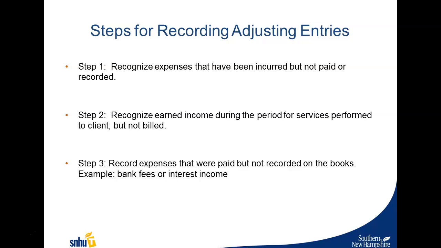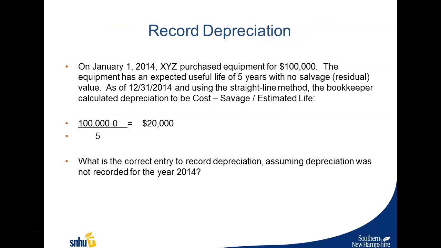Number 3, record expenses that have been paid but not recorded on the books. And again, those are bank fees and interest income, expenses and revenues. So remember that. Those are also transactions you'll have to adjust. Depreciation is one type of transaction. You have to show the use of an asset. In this case, a long-lived asset, an asset that has a lifespan that extends beyond 1 year.